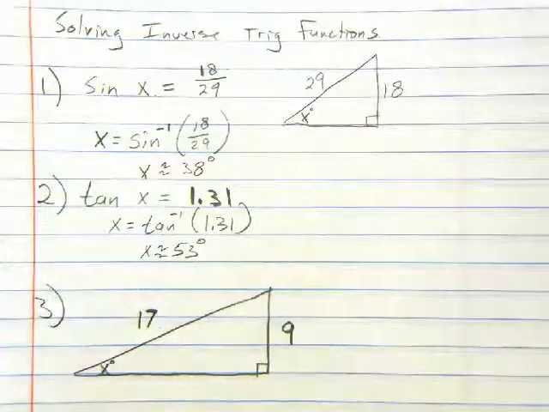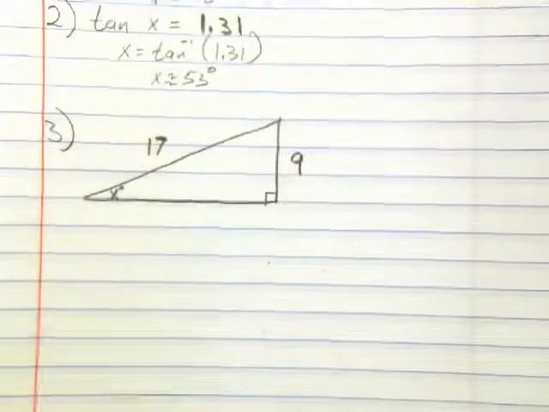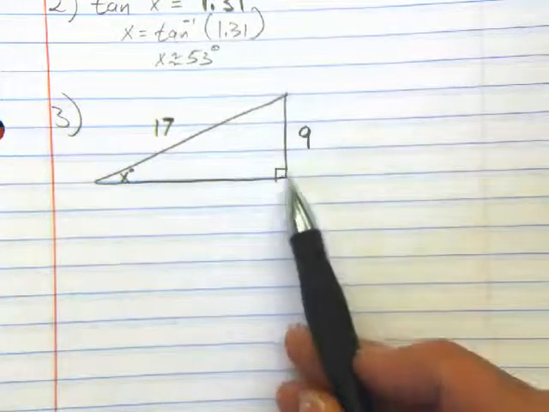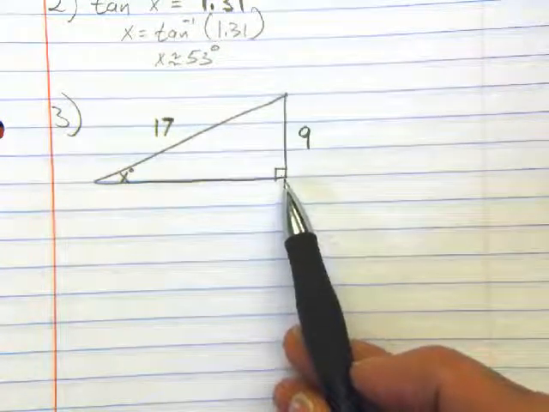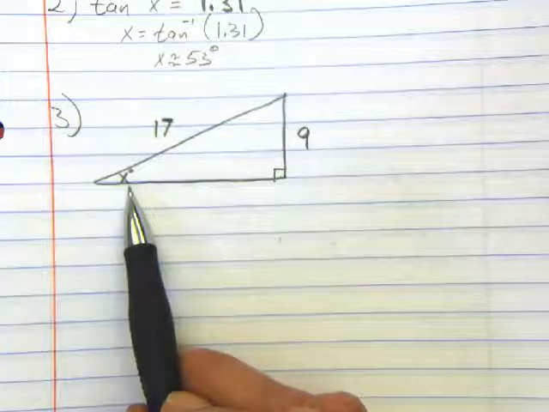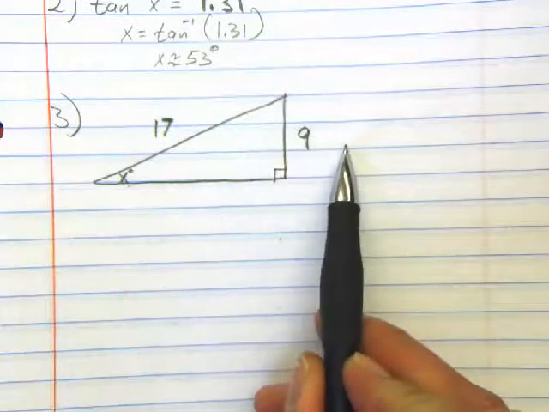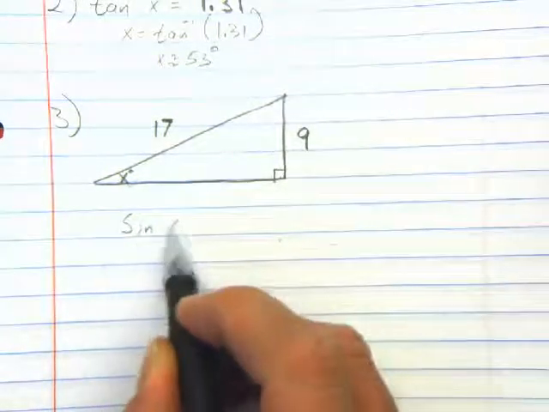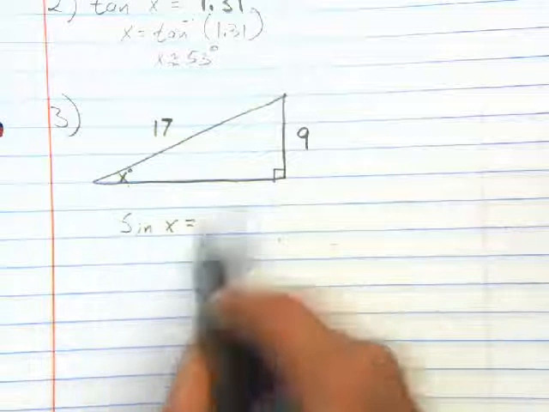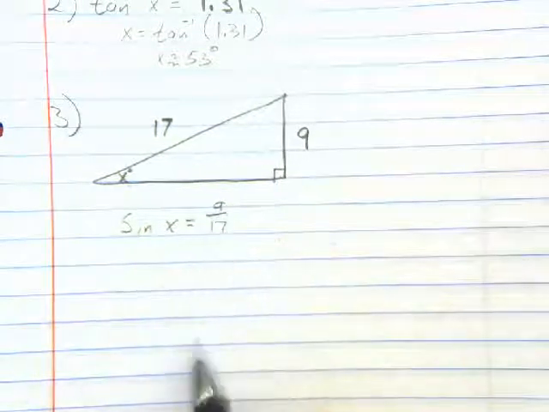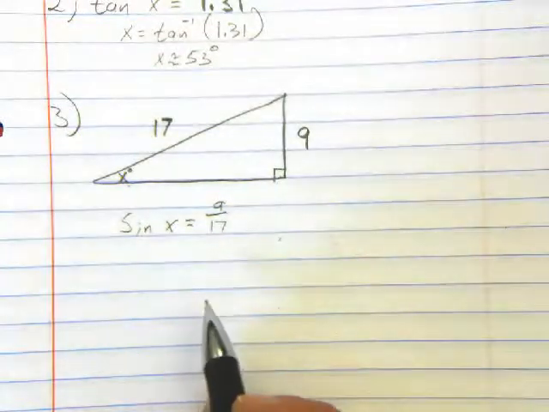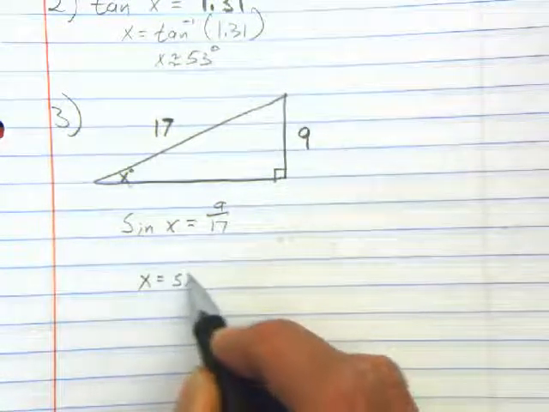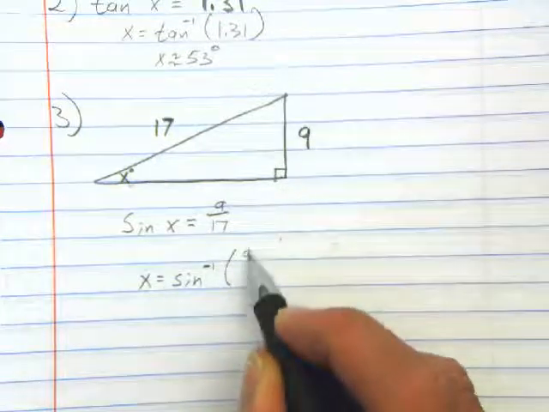All right? So one last example. In this one, I'm just giving you a triangle, and I want to know, hey, what does x equal? It's a right triangle, so I know I can use trigonometry. And from this x, I have the opposite side and the hypotenuse. So that's sine. So I have to do the sine of x equals opposite 9 over 17. And then I want to find the angle. So to do that, I have to do x equals the inverse sine of 9 over 17.